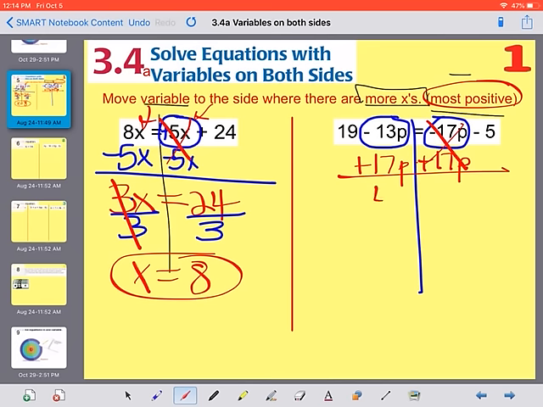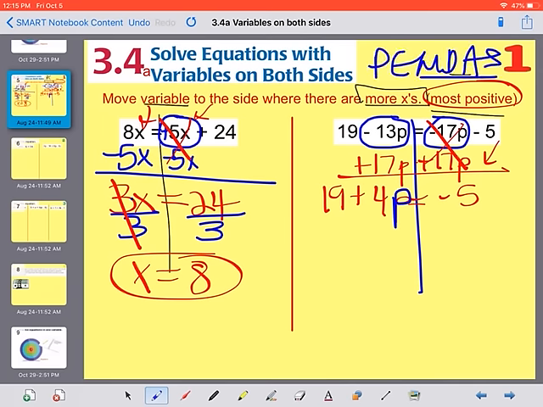17 minus 13 would give us 4p. So we have 19 plus 4p, because it's a positive, equal to, not 5, negative 5. We just brought that down. Now this is just a one-step or two-step equation to get p by itself. Can't get rid of the 4 yet. Remember, we're undoing our order of operations, our PEMDAS. We're going backwards. So I'm going to subtract 19. Get rid of adding and subtracting first.